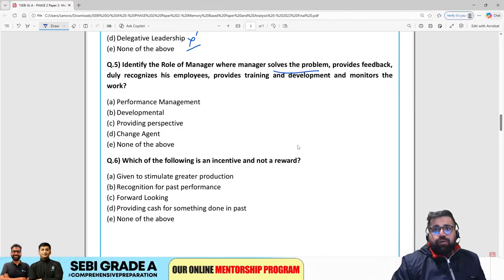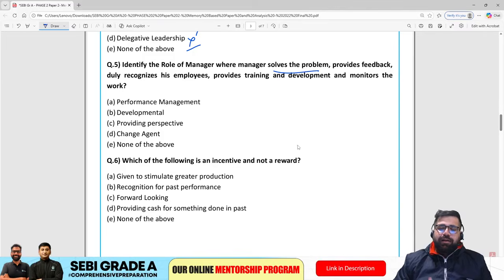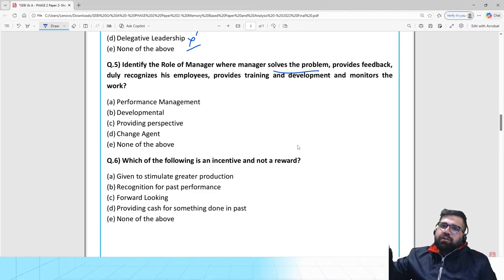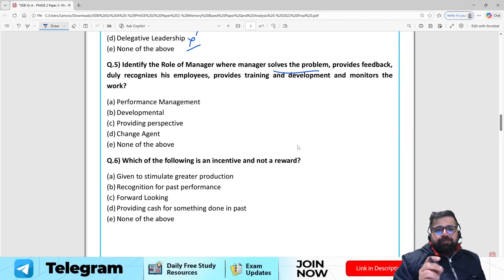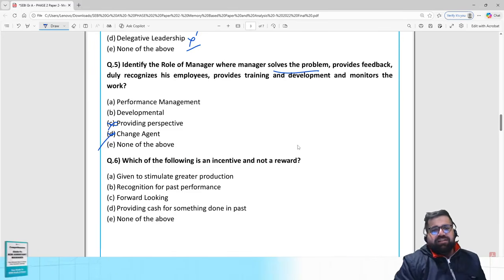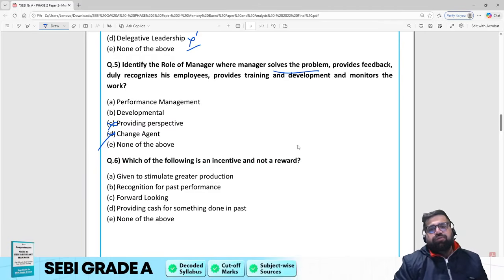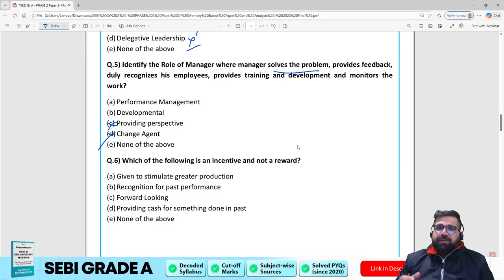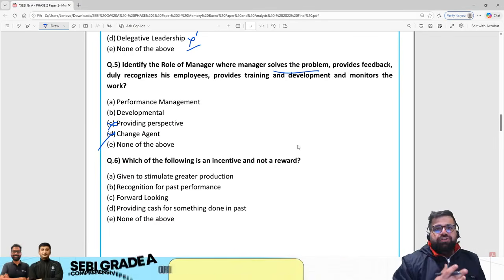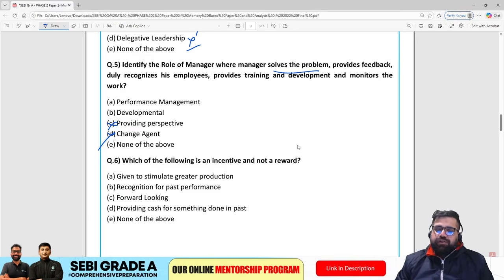So this is a kind of an open-ended question. Open-ended as in like you have to choose that particular option which is broad, not narrow. Right? So performance management, developmental, providing perspective, change agency. C and D can straight away be eliminated. Providing perspective doesn't make any sense. Change agents are people who you hire to make sure that your company is working on the right change. Like these are special agents who come in your company and they promote change. None of the above is also not looking correct.